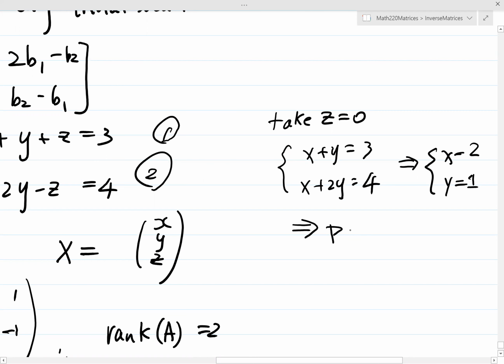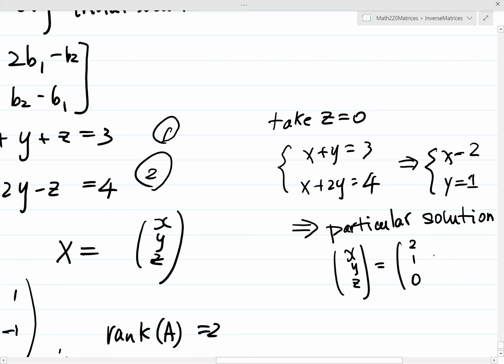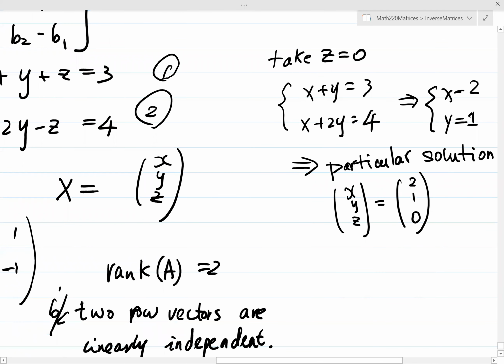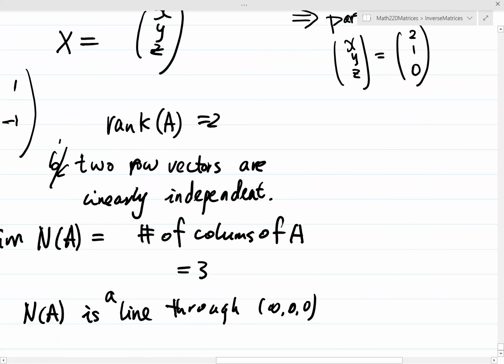Okay, a particular solution. Here XYZ is 2, 1, 0. Now we need to find the null space of A.